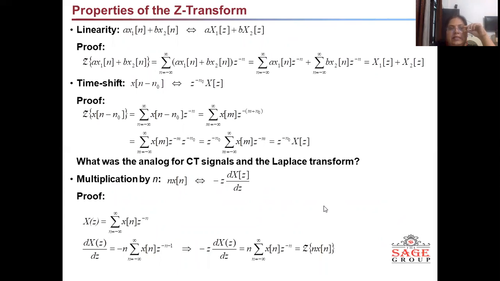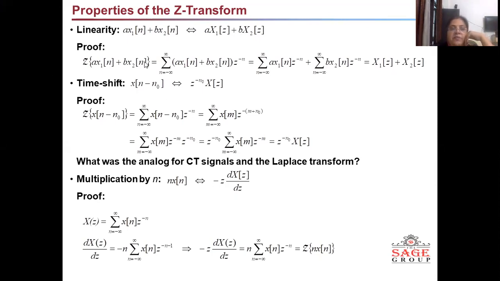Now, we'll discuss some properties of the Z transform, like linearity. We know that linearity follows the superposition theorem, which means that if more than one signal is acting on a system, then the total response of the system is the sum of the individual responses. So this property shows that this is one signal multiplied by coefficient a, and this is another signal multiplied by coefficient b. Then x1[n] has Z transform X1(z), and x2[n] has Z transform X2(z), multiplied by the coefficients. We have proved this property by taking the Z transform on the left hand side and showing it equals the right hand side.